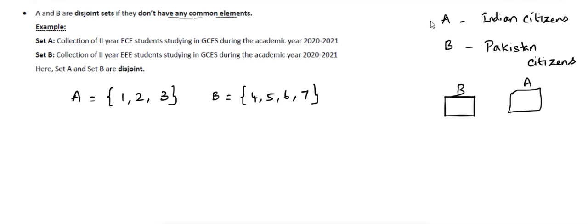See, if I am collecting one collection as second year ECE students and here second year EEE students, will there be any link between these two? No, right? I am collecting current second year ECE students, that is 2021, and second year EEE students in another set. Will there be any person studying in both branches? No, not at all, right? So these two sets are called disjoint sets.